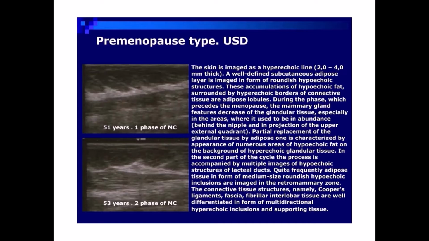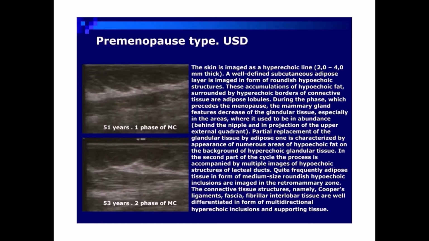During the phase which precedes the menopause, the mammary gland features decrease of the glandular tissue, especially in the areas where it used to be in abundance, behind the nipple and in projection of the upper external quadrant. Partial replacement of the glandular tissue by adipose is characterized by appearance of numerous areas of hypoechoic fat on the background of hyperechoic glandular tissue. In the second part of the cycle, the process is accompanied by multiple images of hypoechoic structures of lacteal ducts. Quite frequently, adipose tissue in form of medium-sized roundish hypoechoic inclusions is imaged in the retromammary zone.